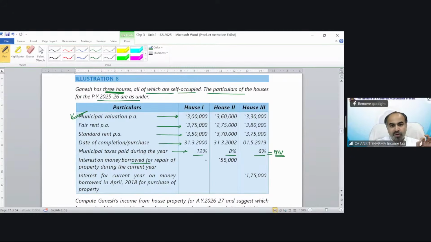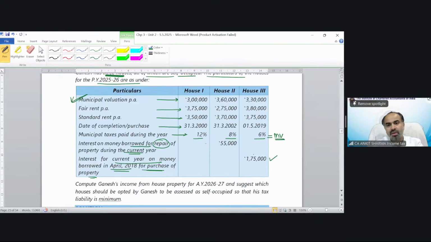Interest on money borrowed for repair of property during the current year: it could be 30,000 maximum in case of self-occupied, and in case of deemed let out, no ceiling is applicable. Interest for the current year on money borrowed in April 2018 for purchase of property, that is interest for construction and purchase. Now the question asks, compute Ganesh's income from house property for assessment year 26-27 and suggest which house should be opted by Ganesh to be assessed as self-occupied, so that his tax liability is minimum.